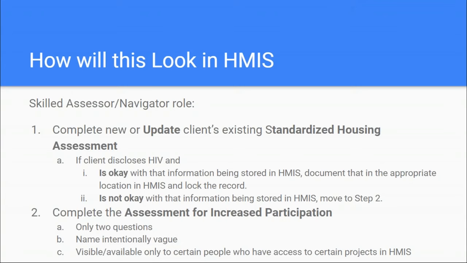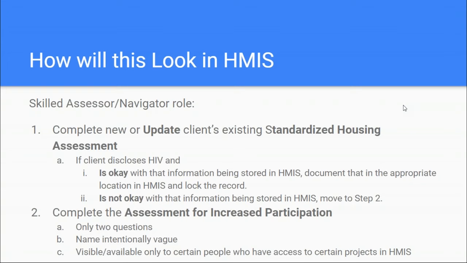And I will show it to you. I'll show you what you're going to do in HMIS. So basically, you're going to complete a new or update the client's existing CES assessment. If the client discloses their HIV status and is okay with that information being stored in HMIS, you would just document that in the appropriate location in HMIS and then lock the record, which you typically would do anyways.